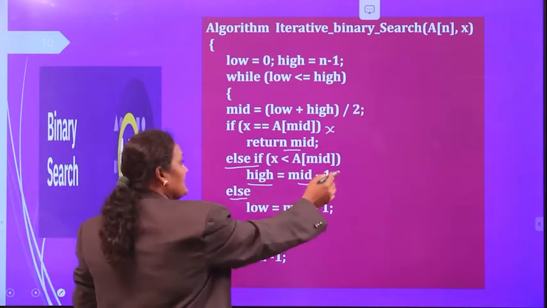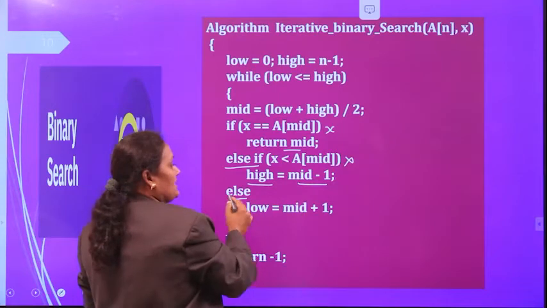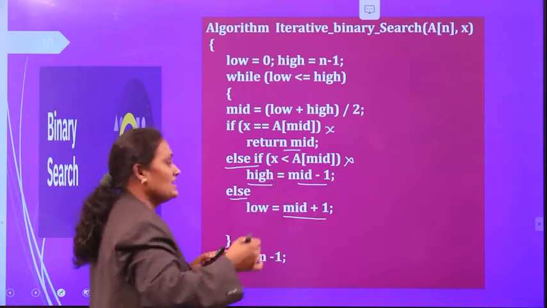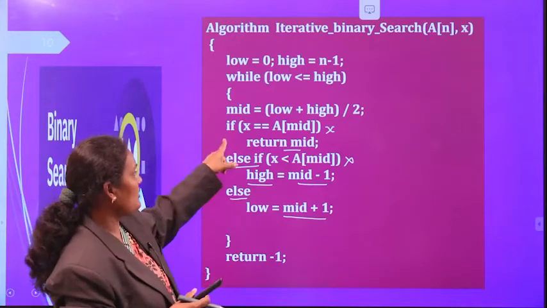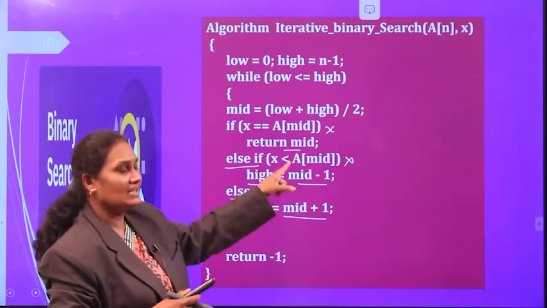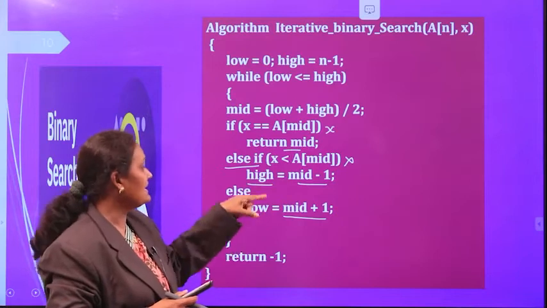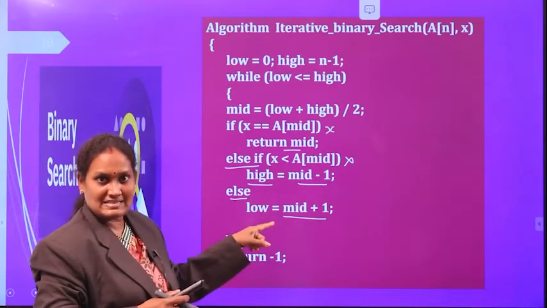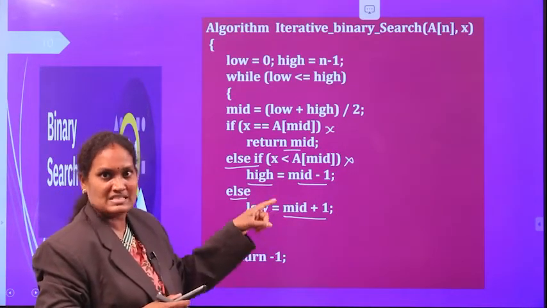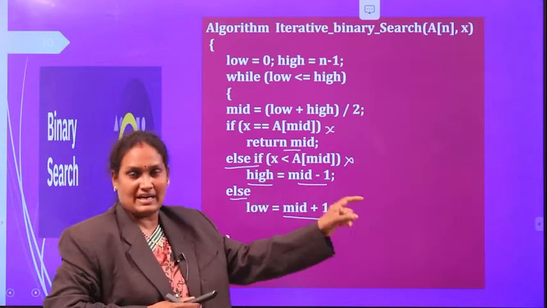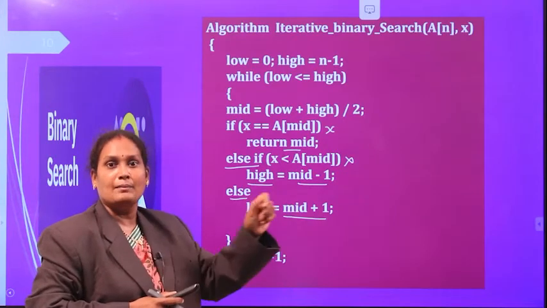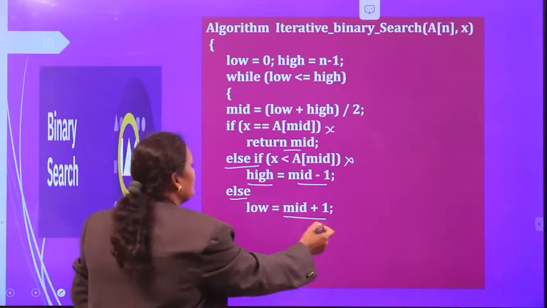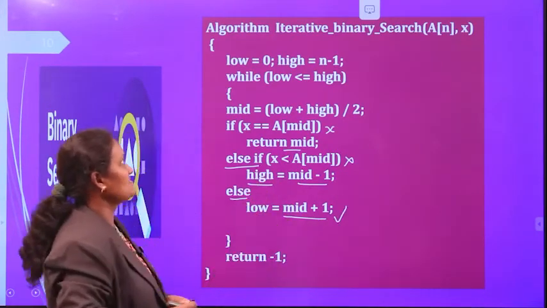Else, if this condition is also false, we are going for else. In this case, low becomes mid plus 1. Why does low become mid plus 1? Here x is not equal to A of mid, and x is not less than A of mid, which means x is greater than A of mid. In that case, the possibility of the presence of the search element is in the right subarray. So in case of the right subarray, the low value becomes mid plus 1.